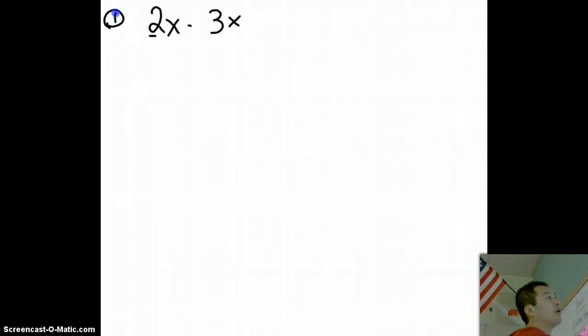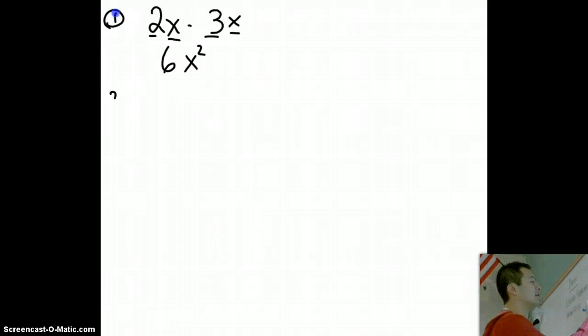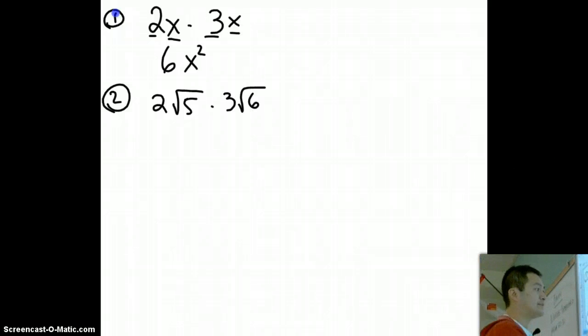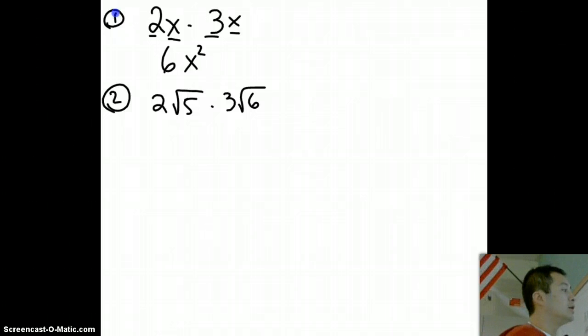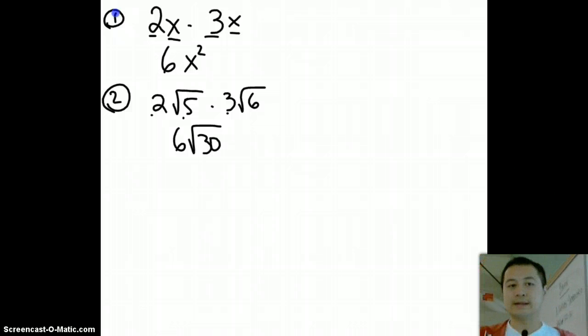Well, people multiply the coefficients together, which makes a 6, and then the x's together, which makes an x squared. So the coefficients together, and then the variables together. Use that same idea to multiply radicals. Let's say I had a 2 square root of 5 times a 3 square root of 6. How would I multiply those together? Same idea. You multiply the 2 and the 3 makes a 6. The radical and the radical makes a square root of 30. That's the idea behind it.